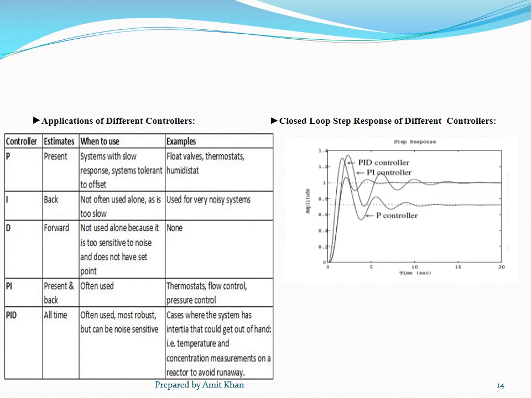Then comes PI, the proportional integral controller, which is very often used. Examples are thermostats, flow control, and pressure control. This type of control uses the PI controller.